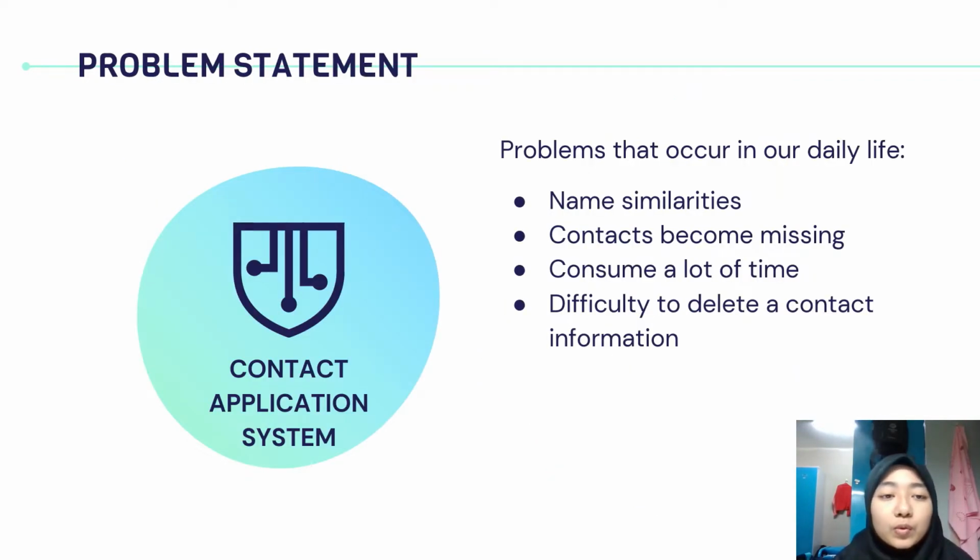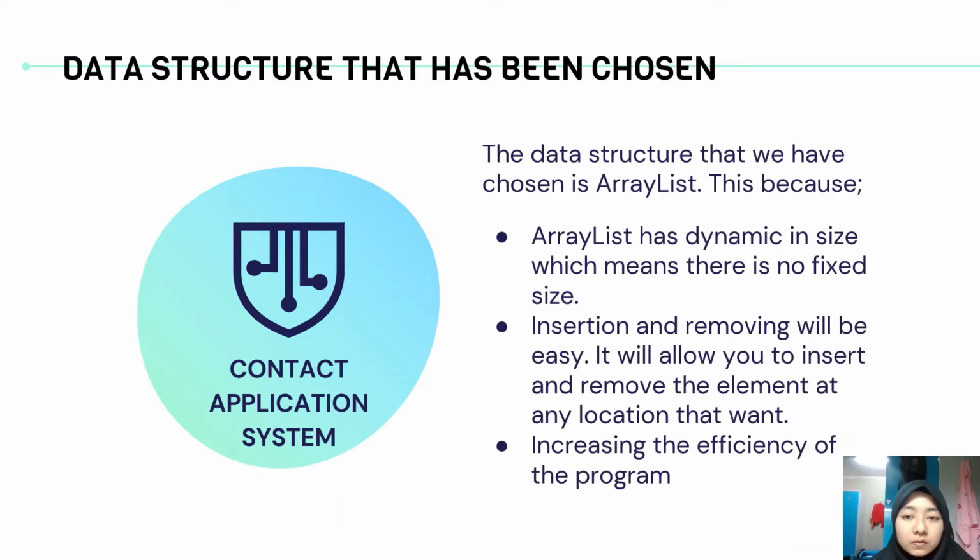Next, we go to the problem statement. Problems that occur in our daily life. First is name similarity. Next is contacts going missing. Then it consumes a lot of time, and the last one is that it is difficult to delete contact information.